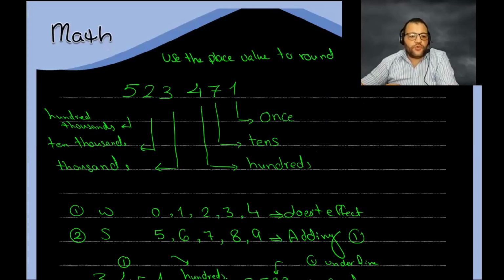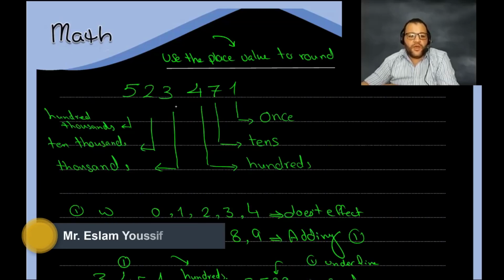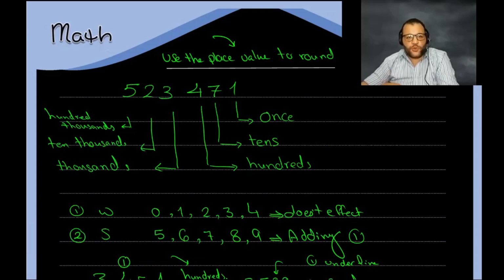So now we have two vocabs. The first vocab is the place value. What is the meaning of the place value? If we have 1 at the ones place, 7 at the tens place, 4 at the hundreds, the number at the thousands is 3, at the ten thousands is 2, and at the hundred thousands is 5. That's the first point. Round means find the closest number according to the required place value.